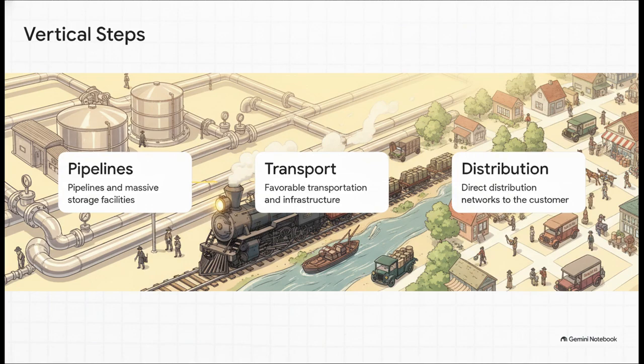Step 1. Taking control of the pipelines and those massive storage facilities. Step 2. Securing transportation and infrastructure. Because Standard Oil was now shipping enormous volumes, Rockefeller had incredible leverage with railway companies. This allowed him to negotiate highly favorable rates that just starved out smaller competitors. And Step 3. Managing the vast distribution networks directly to the customer. By doing all of this, Standard Oil created unmatched bargaining power and a scale that was practically unbeatable.